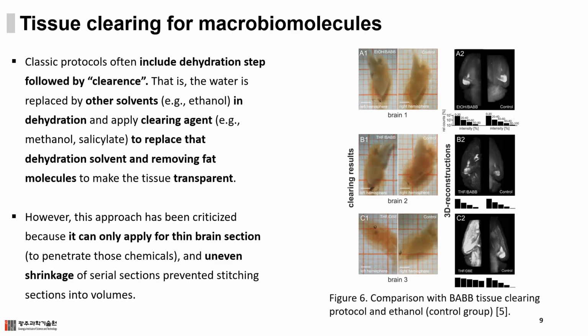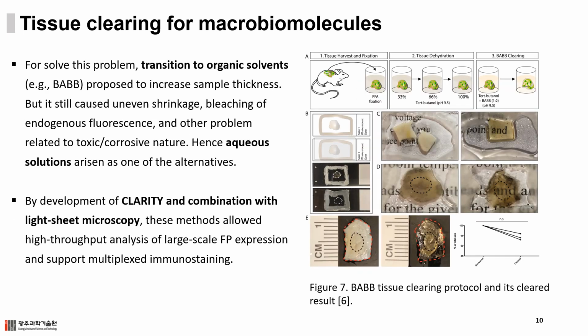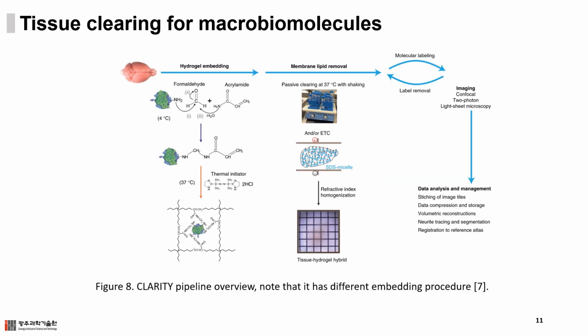For tissue clearing, classic protocols usually included a dehydration step using ethanol. However, this step can only be applied to thin brain sections and causes uneven shrinkage of the specimen. Thus, the transition to organic solvents such as the BABB protocol has been introduced to solve the sample thickness problem. But it still has some limitations, and aqueous solutions have arisen as one of the alternatives. Also, the emergence of CLARITY with light sheet microscopy allowed high throughput analysis with less compromising of the specimen. Here is the diagram about CLARITY. Note that it has a different embedding procedure.